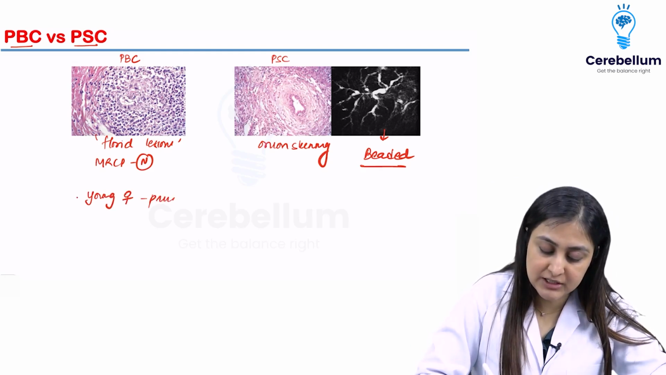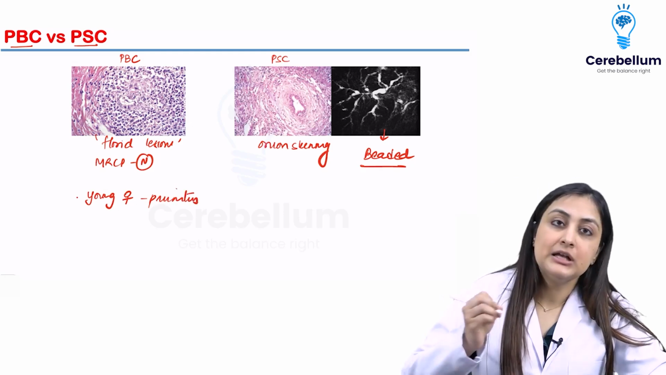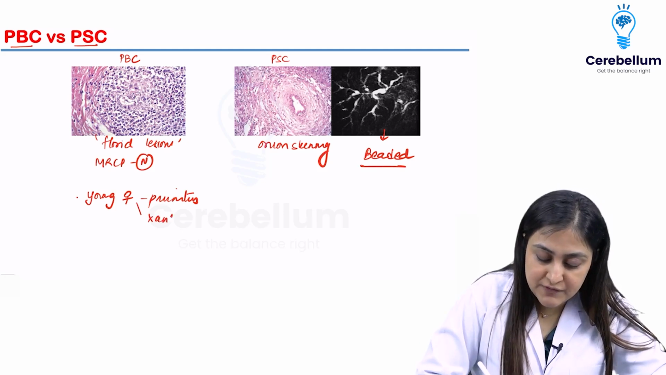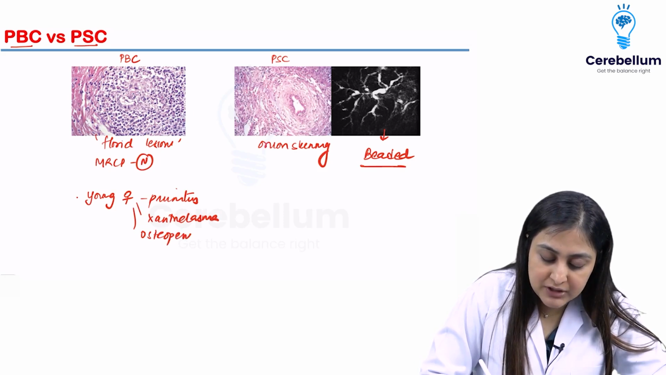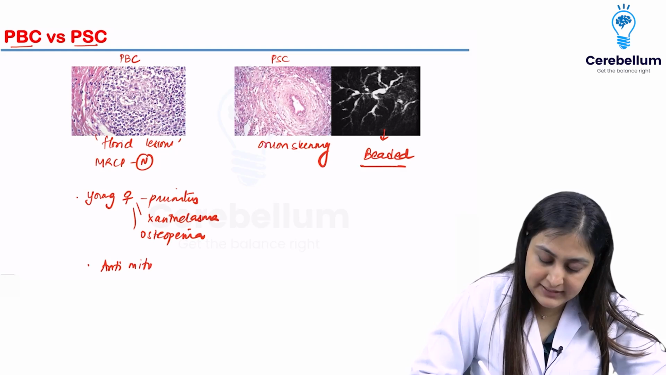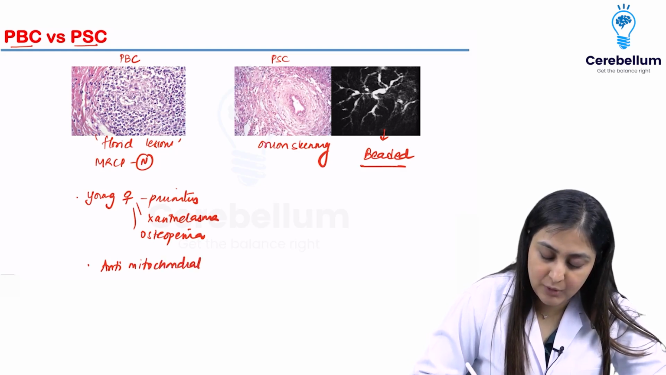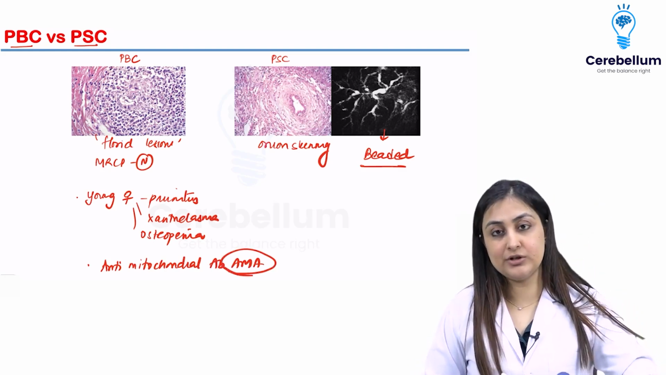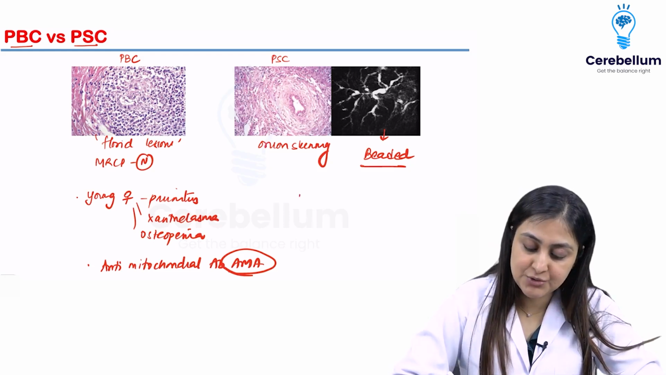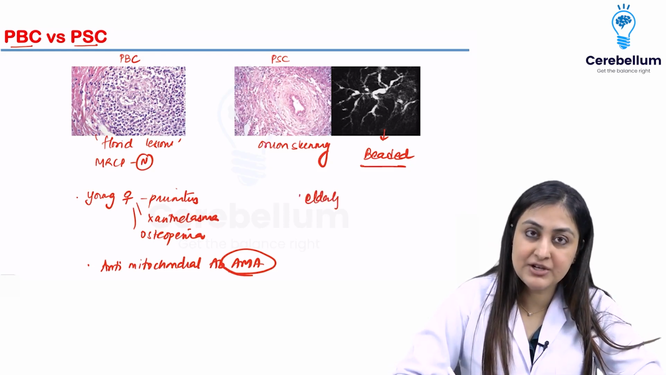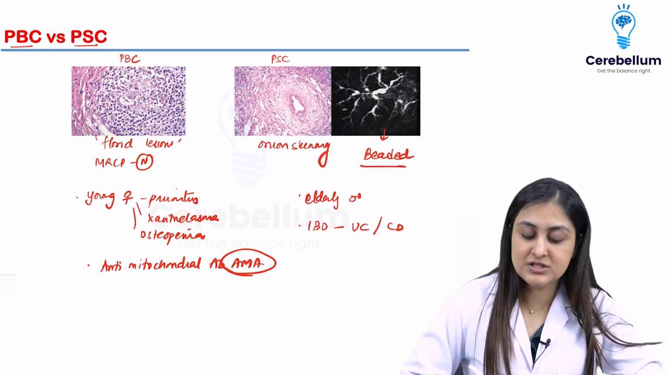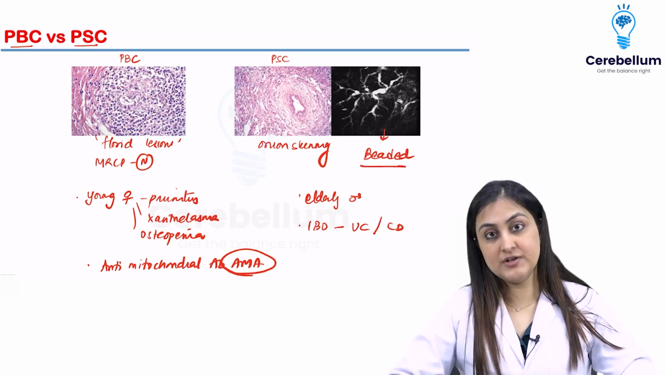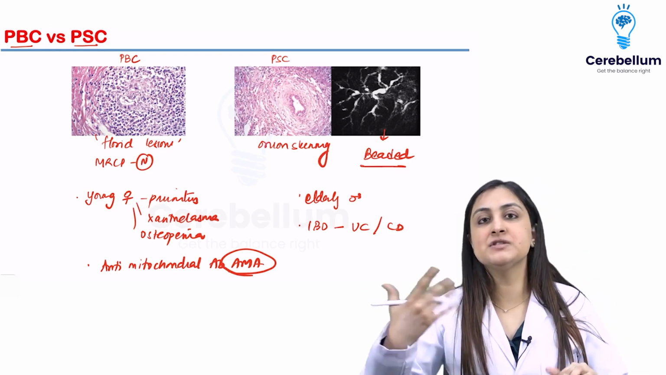More importantly, she's going to present to you with pruritus. Other associations could be the presence of xanthelasmas and osteopenia. The most important hallmark is the presence of anti-mitochondrial antibody, which is AMA, which you have to rule out. Very, very important. On the other hand, PSC, you're usually going to have an elderly male patient who has associated IBD in the form of UC or Crohn's disease, who's presenting to you with jaundice. So this is about PBC versus PSC.